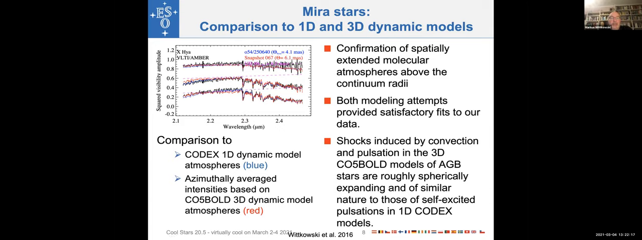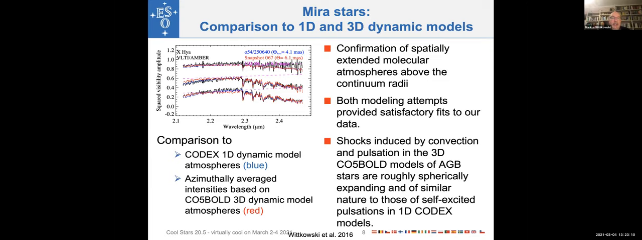We continued with this on AGB stars. Here is again a Mira star, which we now compared to CODEX dynamic model atmospheres, which was new compared to the previous plot, and also to azimuthally averaged intensity based on CO5BOLD 3D RHD simulations, which you see in both, one in blue and the other in red. The observations confirmed that we see spatially extended molecular atmospheres above the continuum, and both modeling attempts provided satisfactory fits to the data. This is for Mira stars. This also confirms that shocks induced by convection and pulsation in the 3D CO5BOLD models of AGB stars are roughly spherically expanding, and they are of similar nature to those of the self-excited pulsations in the 1D models.